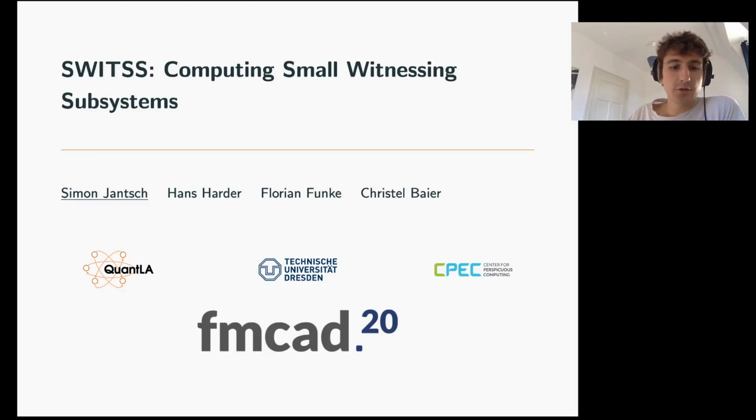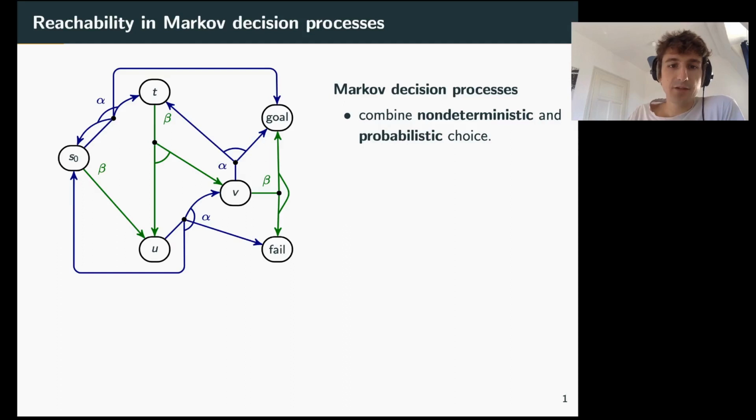So the context of our work is model checking of probabilistic systems, and a very prominent model for specifying such systems are Markov decision processes. So they look a bit like this. We have states, and each state has possibly a number of actions to choose from, and for each action there is a probabilistic distribution over the states, which determines the probability for the successor states.